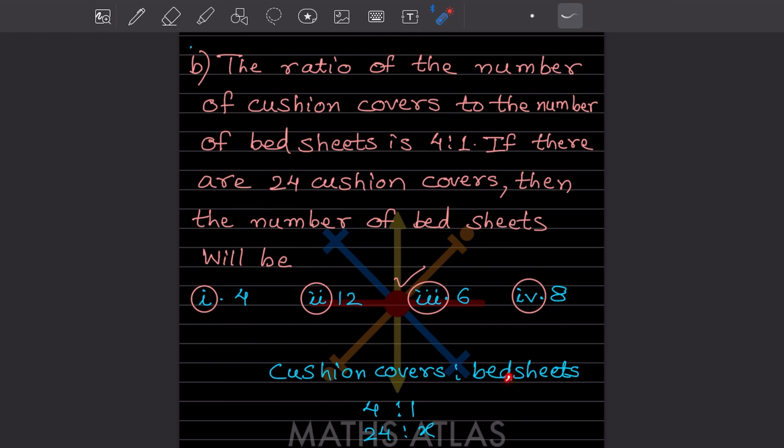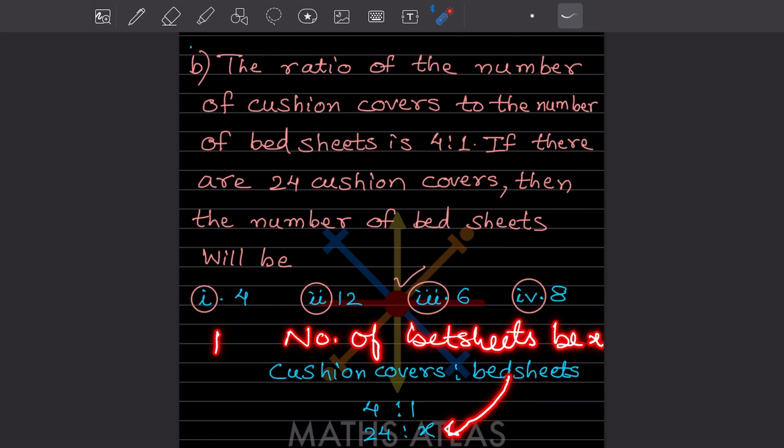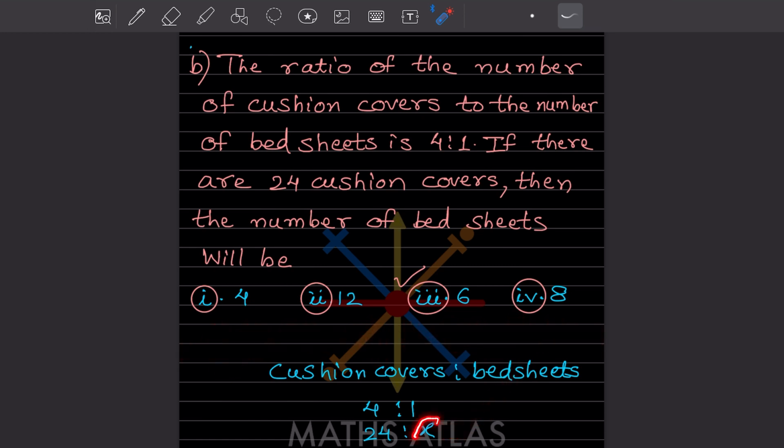So bed sheet is here, but we don't know the number of bed sheets. So we can write here, let the number of bed sheets be x. But we are not actually writing this, I didn't write it over here. This is just for the explanation because you just have to choose the correct option. But when you are solving it, you have to write this statement. So this is x.